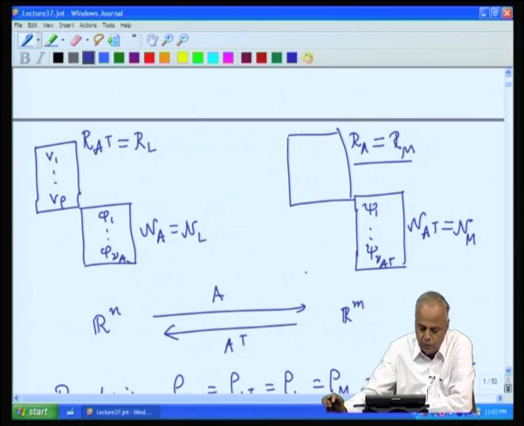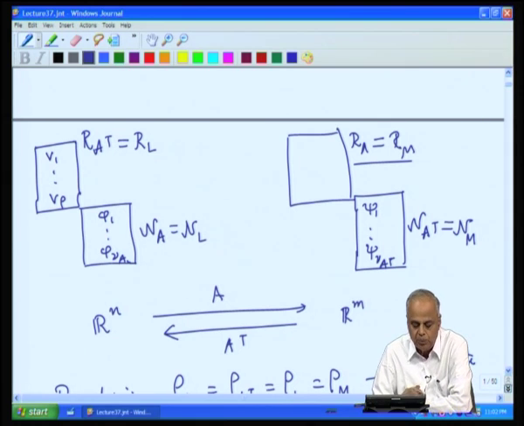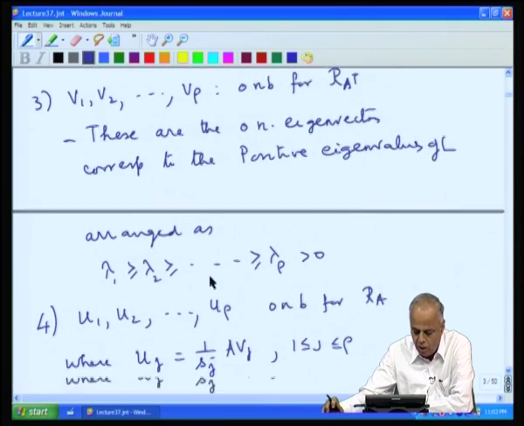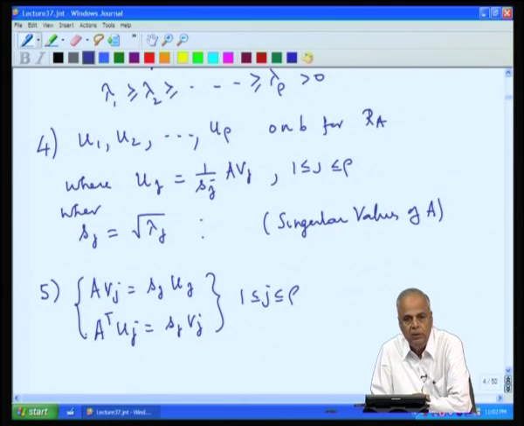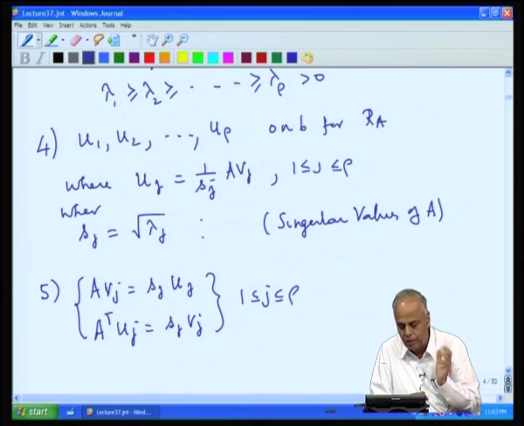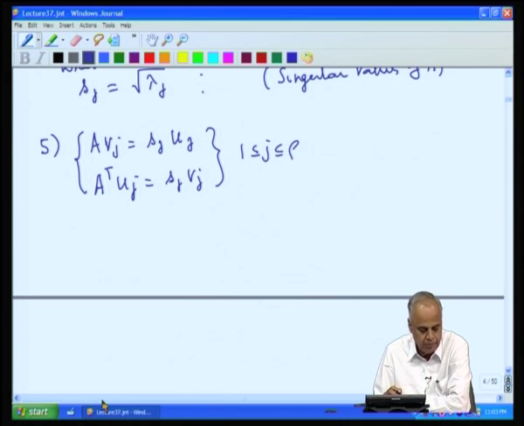For the range of A transpose, we pick the orthonormal eigenvectors corresponding to the positive eigenvalues of L, and from that we generate the basis U 1, U 2, U rho for the range of A. This way of choosing the basis connects the basis for the range of A transpose and the range of A, such that the V j basis for the range of A transpose goes to the direction of the U j basis of the range of A with a scaling factor of S j, and the U j basis of the range of A goes to the V j direction of the range of A transpose with the same scaling factor S j. So, these are the facts that we observed in the last lecture.